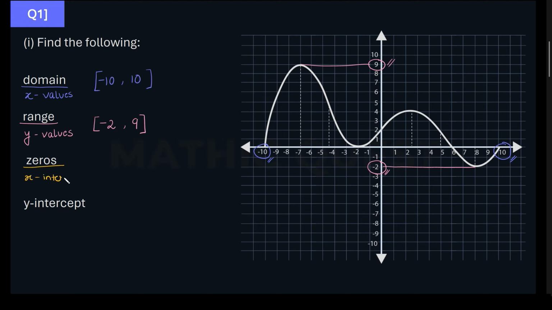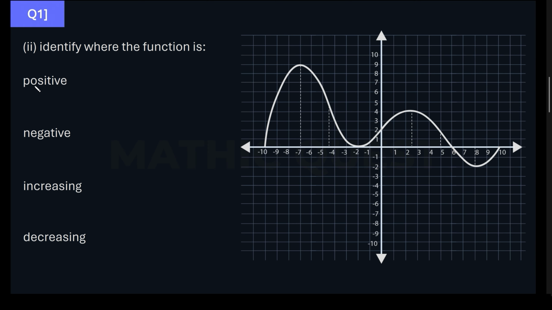Zeros are the x-intercepts. That means all these points where the graph is either touching or crossing the x-axis are the zeros. So that's x equals -10, x equals -2, x equals 6, and x equals 10. Next is y-intercept, which is nothing but the point where the graph intersects the y-axis. If you look here, at exactly 2, the graph is crossing the y-axis. So we can say that the y-intercept is y equals 2.